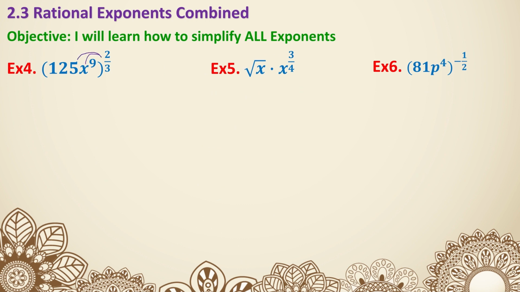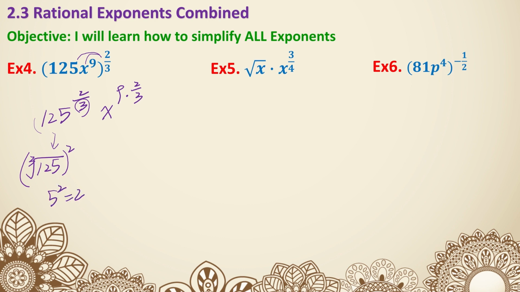Power rule, because we have parentheses, so 125 to the 2/3 power, then x to the 9 times 2/3 power. First, you got to deal with that number. It is the same as 125 taking a cube root, because the 3 is the denominator, and then we square it. A number to the 3rd power is 125. That number is 5. So this part is just 5 squared, which is 25. As for the second part, for the x, is going to be x to the 9 times 2/3 is 6. So final answer, 25 x to the 6 power.